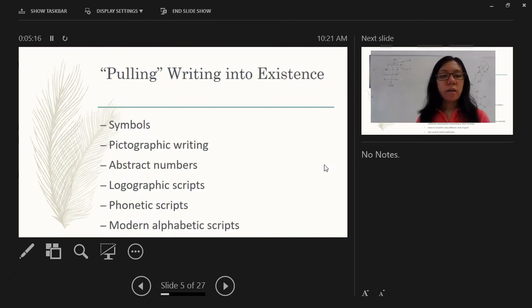So this is the kind of writing they used before. Now we are using what is known as modern alphabetic scripts. First they used symbols, then pictographic writing, abstract numbers, logographic scripts, phonetic scripts, and finally modern alphabetic scripts.